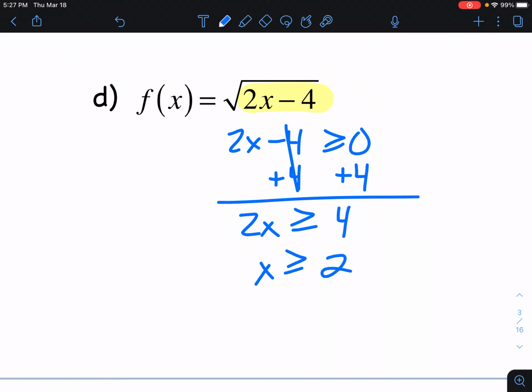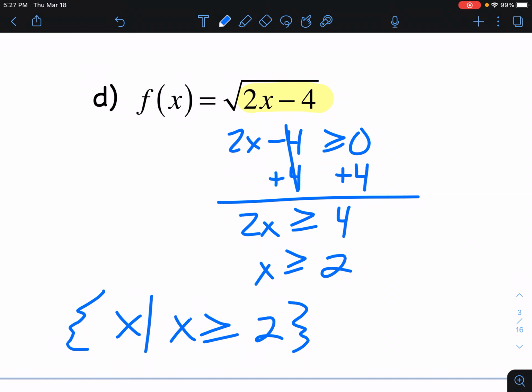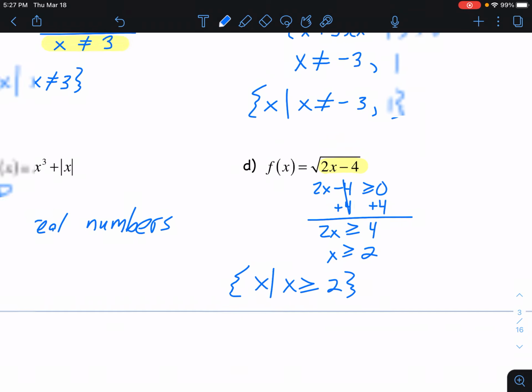And there's your domain. It's telling you what the x's can be. It can be any number 2 or higher. Any number greater than or equal to 2. So that's how you find domains.